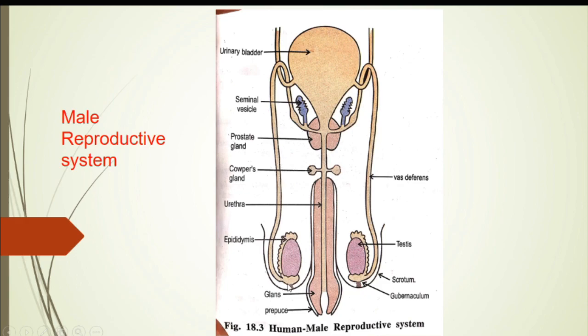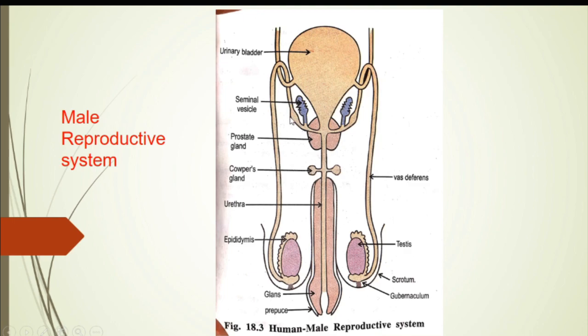Just remember this vas deferens originates from the cauda epididymis. We have just seen the cauda epididymis, and from it the vas deferens arises. It passes upward and enters the abdominal cavity. From here the abdominal cavity starts. After entering the abdominal cavity, it forms a loop over here, then it comes down.